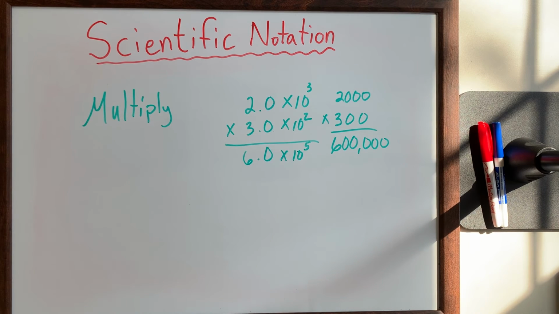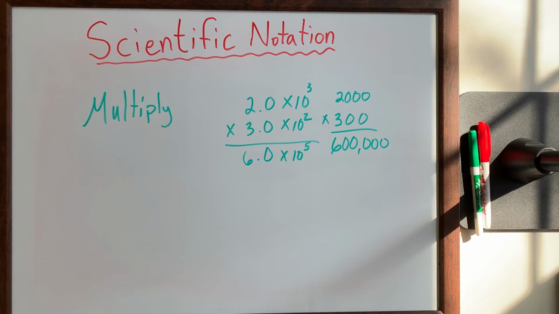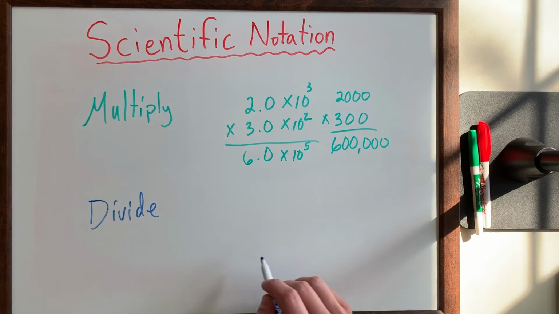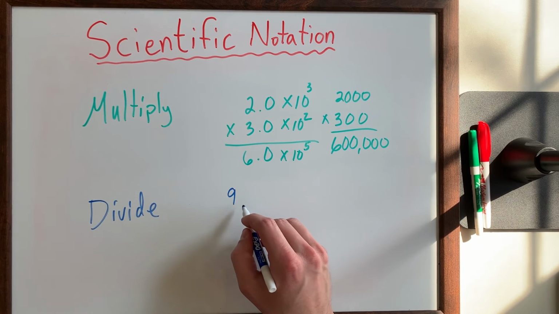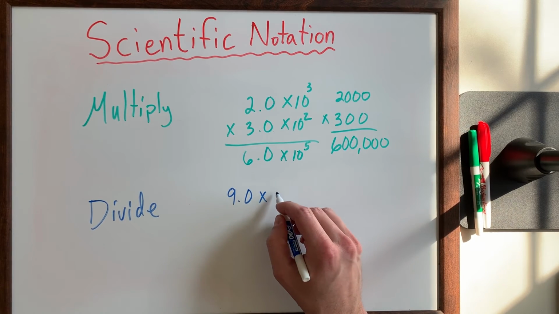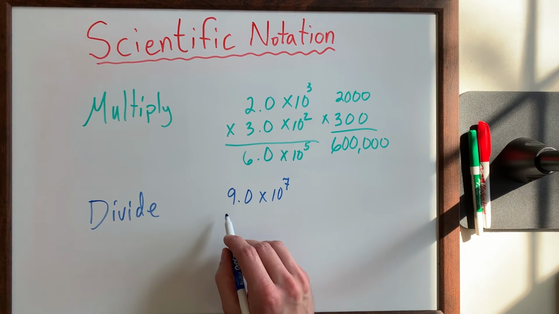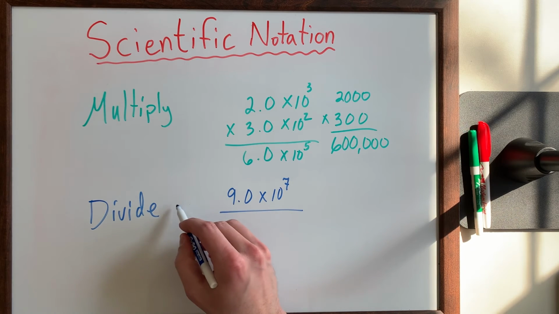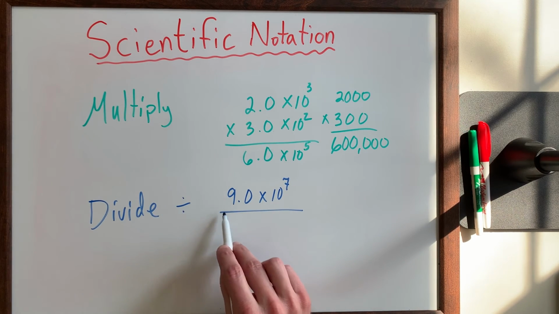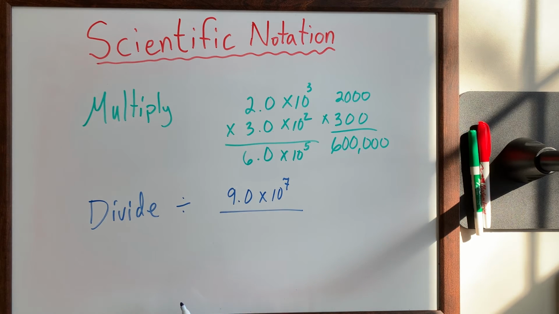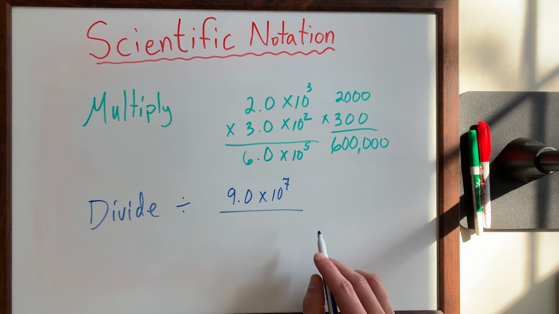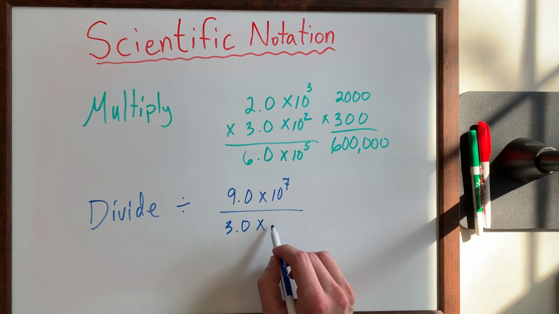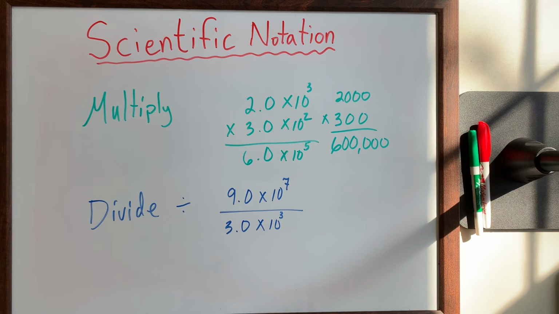Okay, let's do one more example quick with division. We're going to divide, okay, and this is very similar to multiply, just a little bit different. Let's try 9.0 times 10 to the 7th, and we are going to divide by, I'm going to write it like this as a fraction. You can use the little division symbol like this if you want to. I'm going to write this as a fraction just because scientific notation is a little bit longer. Let's go ahead and say 3.0 times 10 to the 3rd power, okay?